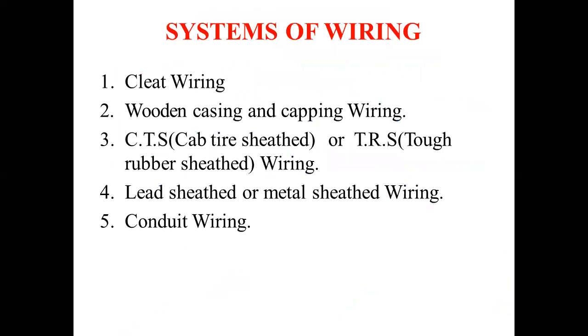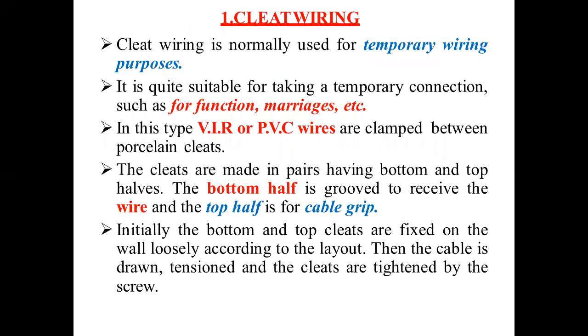And now we'll move to the important topic. For your syllabus, we have only one type of wiring, that is conduit wiring, the fifth one. The remaining are not there, but for your understanding, for your knowledge purpose, here I am explaining the different types of wiring. The first one is the cleat wiring. Second is the wooden casing and capping wiring, then cab tyre sheathed or tough rubber sheathed, lead sheathed or metal sheathed, and the last one is the conduit wiring. Conduit wiring is there for your syllabus.